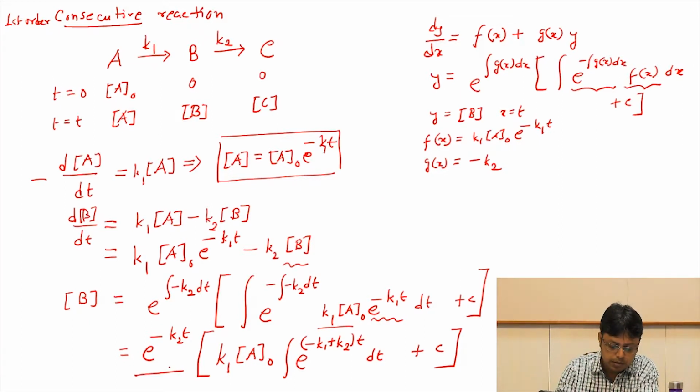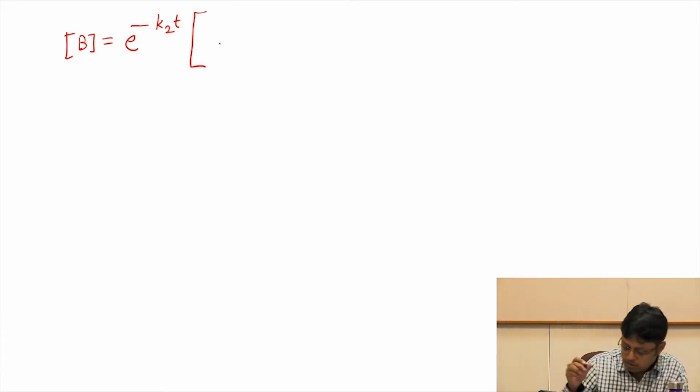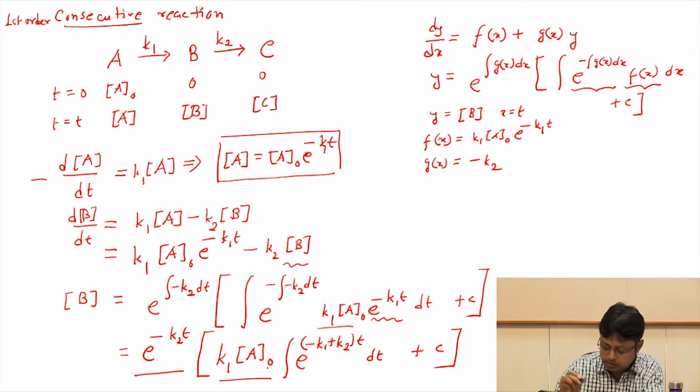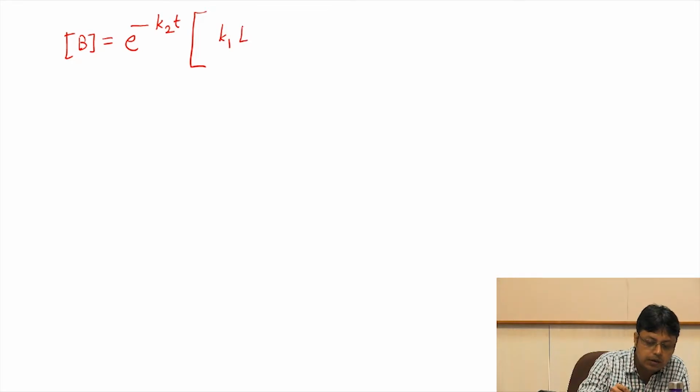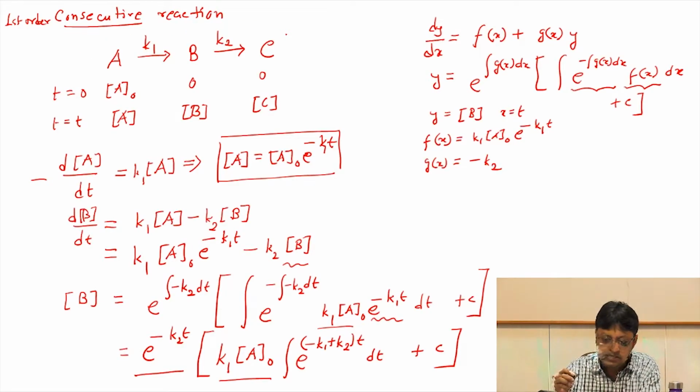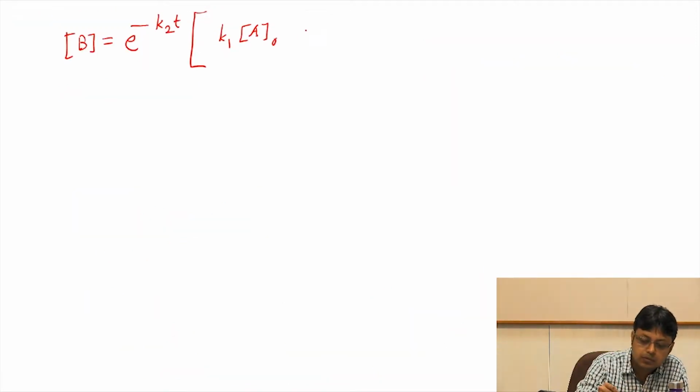So just remember it is e to the power minus k2t, that is the first term. So b is nothing but e to the power minus k2t times, now this integral, inside I have some constant k1 into a0, so just write it, k1 into a0 times, I'll have the integrand, which is integration of this, so it will be e to the power minus k1 plus k2 into t divided by minus k1 plus k2, plus I have a constant of integration which is c.